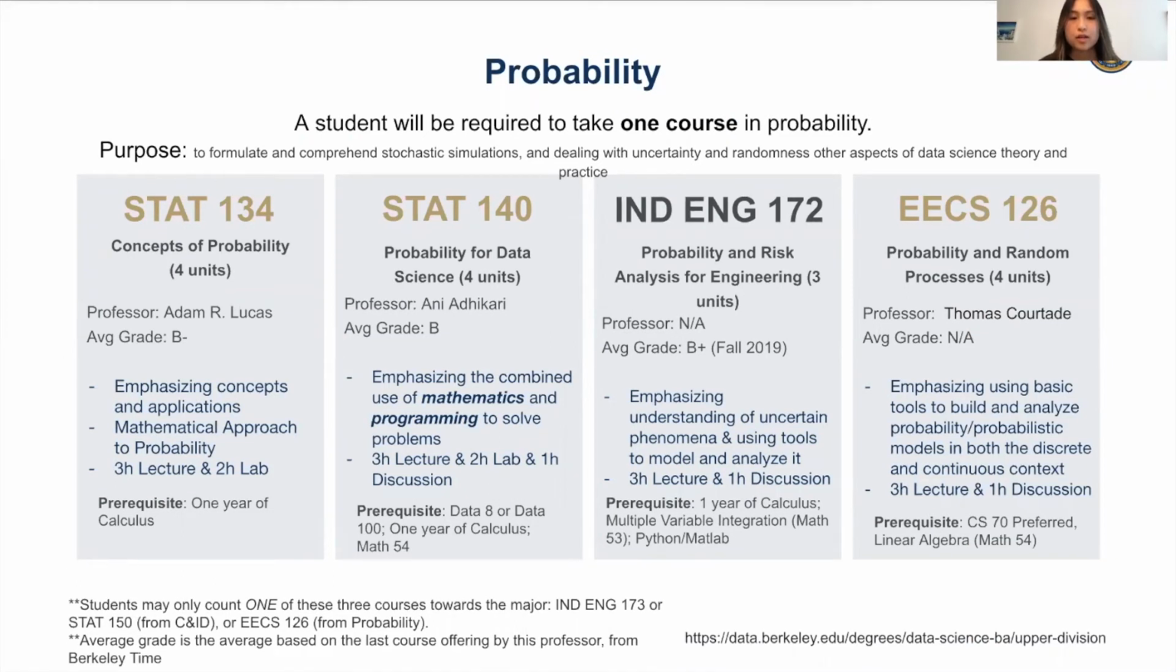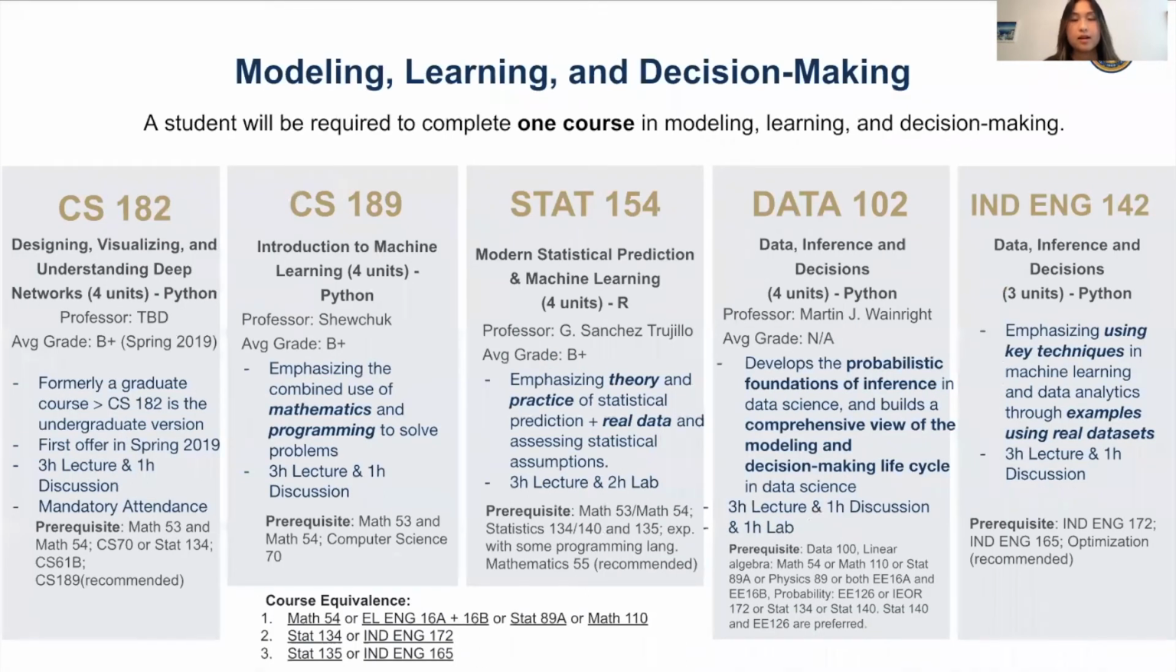As part of the major, a student will also be required to take 1 course in probability. These courses typically deal with stochastic simulations and other aspects of data science theory and practice. For spring 2021, a student will be able to take between Stat 134, Stat 140, or EECS 126. Additionally, a student will also be required to take 1 course in modeling, learning, and decision making. For spring 2021, you have the option to choose between 5 classes: CS 182, CS 189, Stat 154, Data 102, and IEOR 142. All the details about the grade distribution and prerequisites are on these slides.